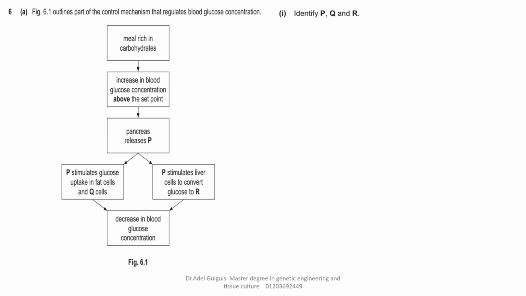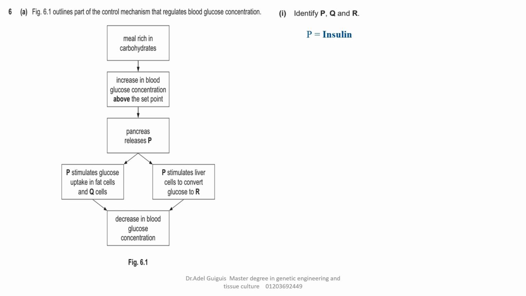Insulin stimulates the liver and the muscle to store more and more glucose as glycogen. Store glucose and convert glucose into glycogen. Stimulate both cells to uptake a lot of glucose units. For B here, stimulates liver cells to convert glucose to R. Letter B: stimulate cells to convert glucose into glycogen, so R is glycogen.